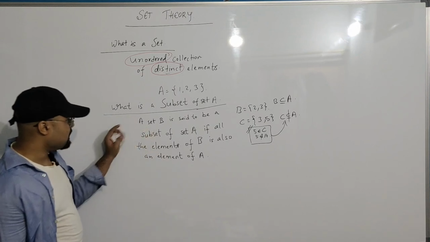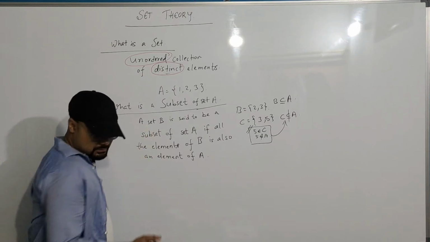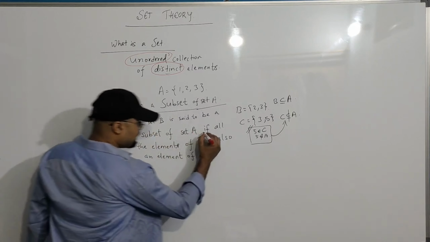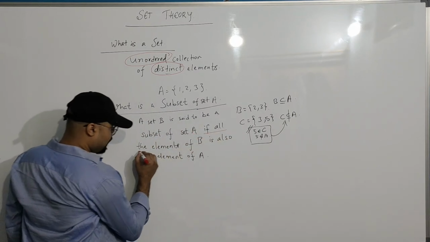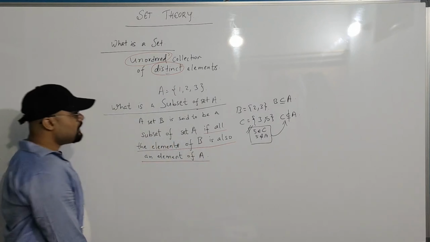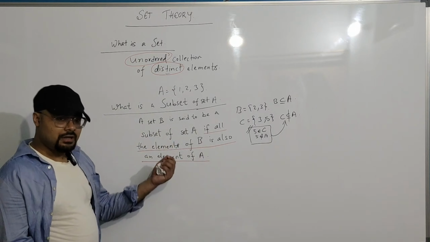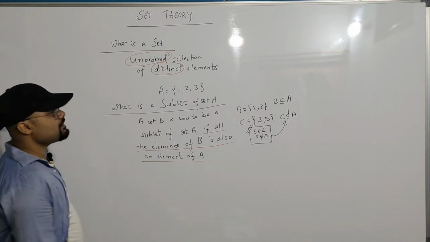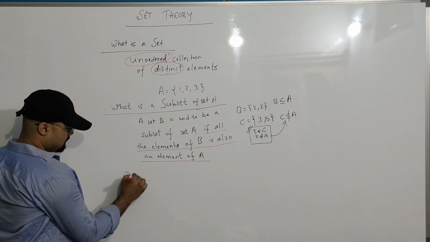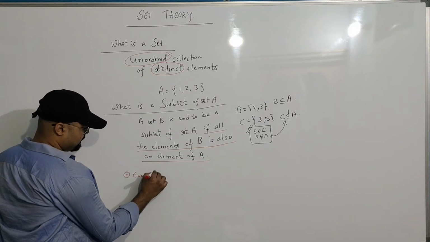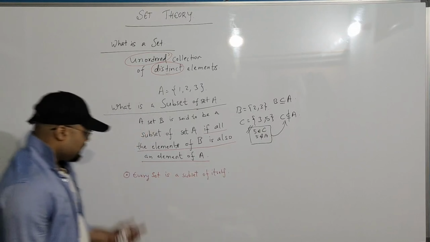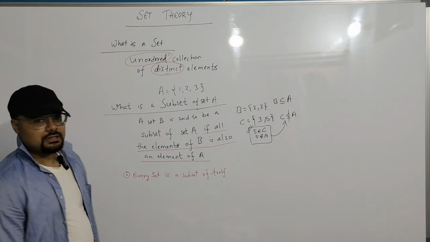From the definition of subset, if all the elements of B are also elements of A, then definitely all the elements of A are elements of A. So every set is a subset of itself.